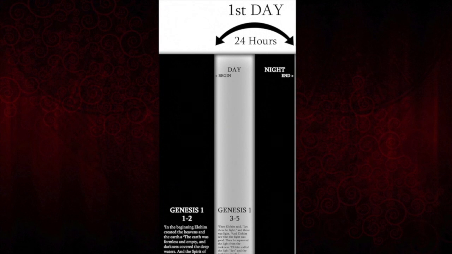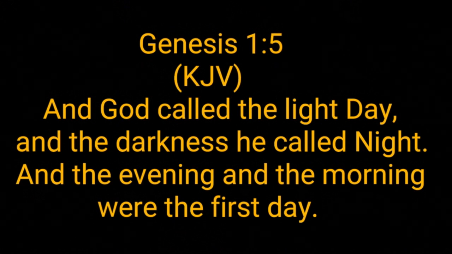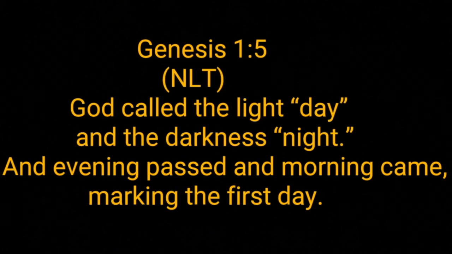So in the King James Version, when you read Genesis chapter 1 verse 5, it's very vague. It's not very understandable. So when people read it, they think that the day begins from evening to evening. That is not so. The right translation is the one here in the New Living Translation, which says, God called the light day, and darkness he called night. And the evening passed, and morning came, making the first day. That is a much, much better translation.